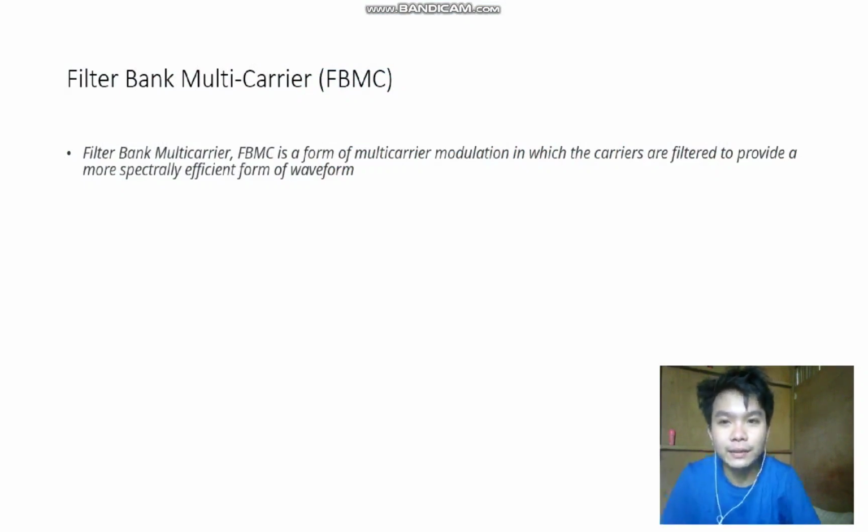So first, we're going to define what is filter bank, or FBMC. So what is FBMC? Filter bank multicarrier. Filter bank multicarrier is a form of multicarrier modulation in which the carriers are filtered to provide a more spectrally efficient form of waveform.